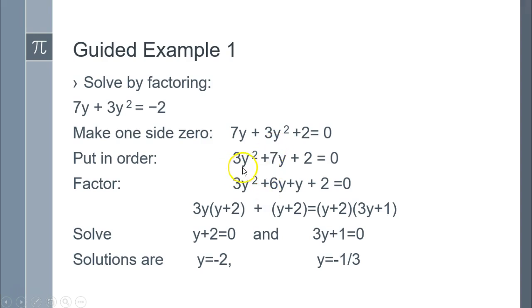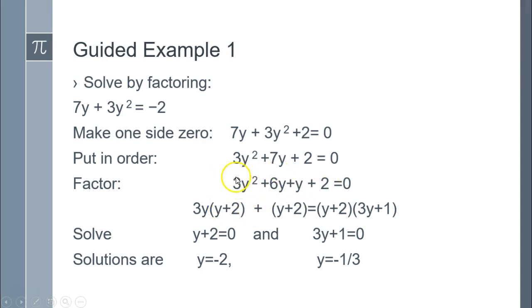Now this is one of those with a coefficient that's not 1 in front of the squared term, so you could do guess and check, or you could factor by grouping. If you factor by grouping, you take the 3 times the 2 and you get a 6. You factor that and find out what pair of factors adds up to 7. It's 6 and 1. So I broke this middle term up into 6y plus 1y. We don't write the 1. And now I'm going to factor by grouping because I now have 4 terms.